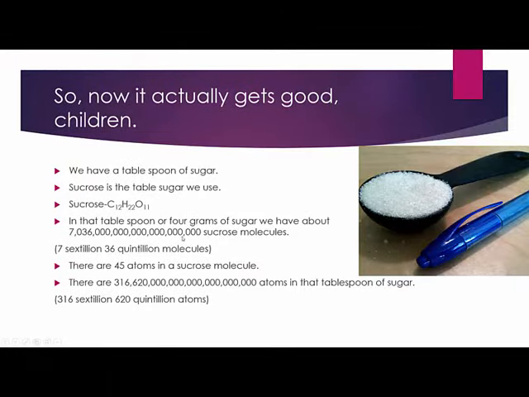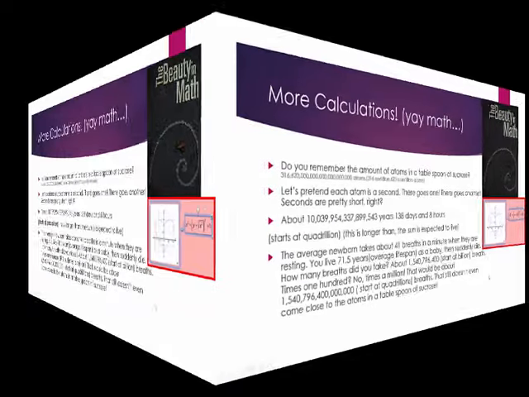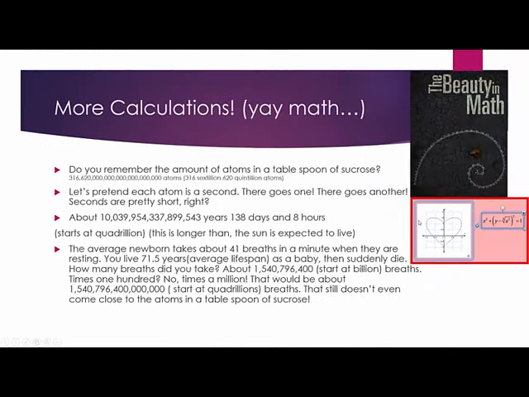So now it actually gets to the good part, children. We have a tablespoon of sugar, let's say, just a tablespoon. Sucrose is the table sugar we use in our daily life. Sucrose has 12 carbon atoms, 22 hydrogen atoms, and 11 oxygen atoms. It is a molecule. In that tablespoon, or 4 grams of sugar, we have about 7 sextillion 36 quintillion molecules. There are 45 atoms in a sucrose molecule. There are 316 sextillion, 620 quintillion atoms in that tablespoon of sugar right there, or about, because it's kind of overfilling. More calculations, yay, math.